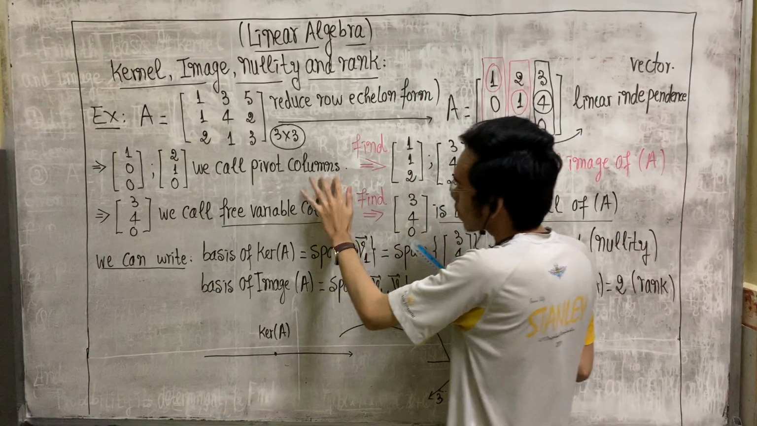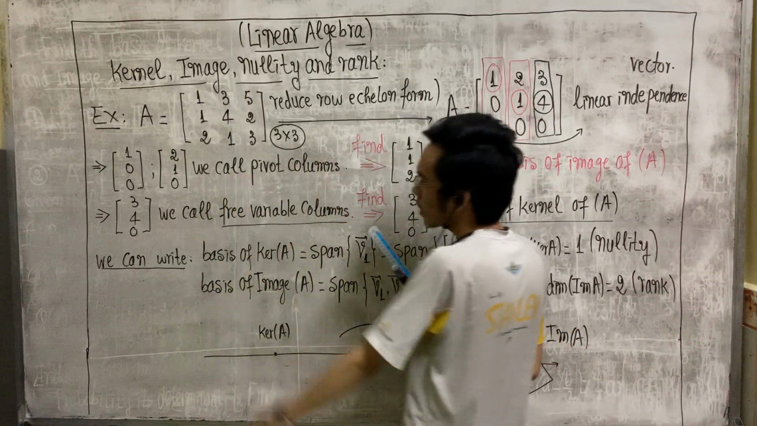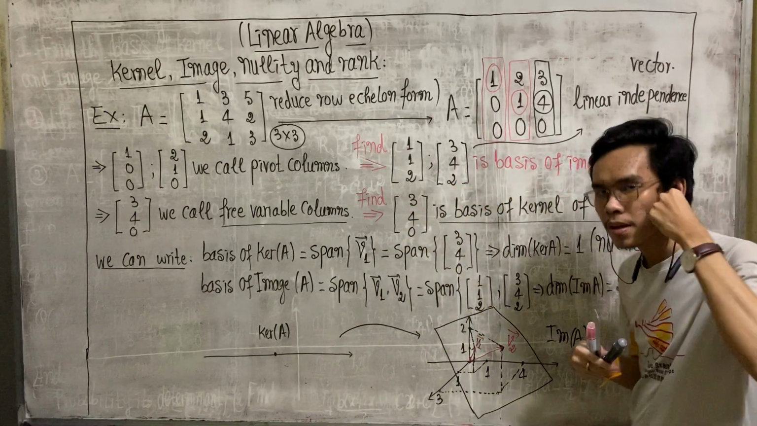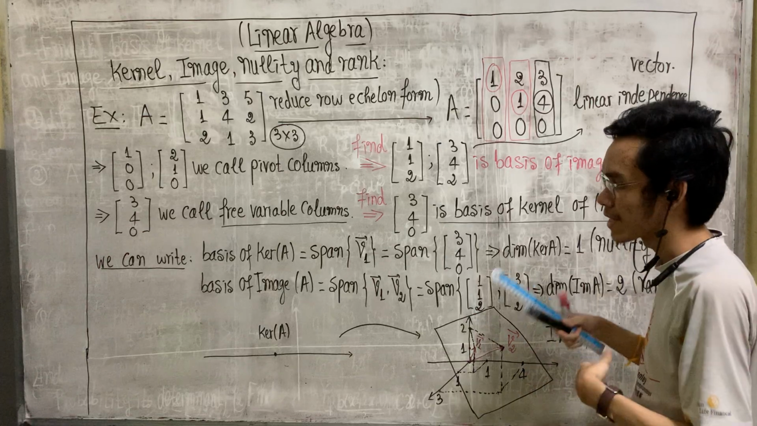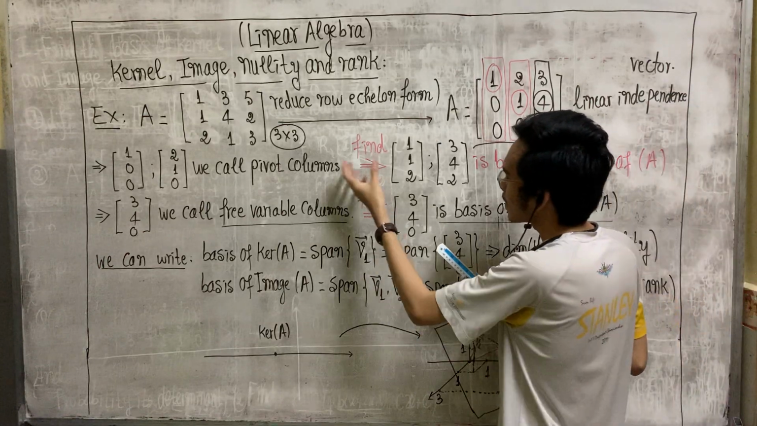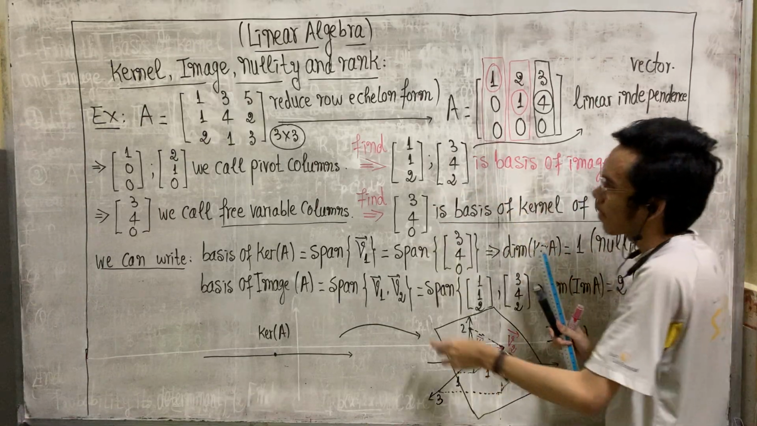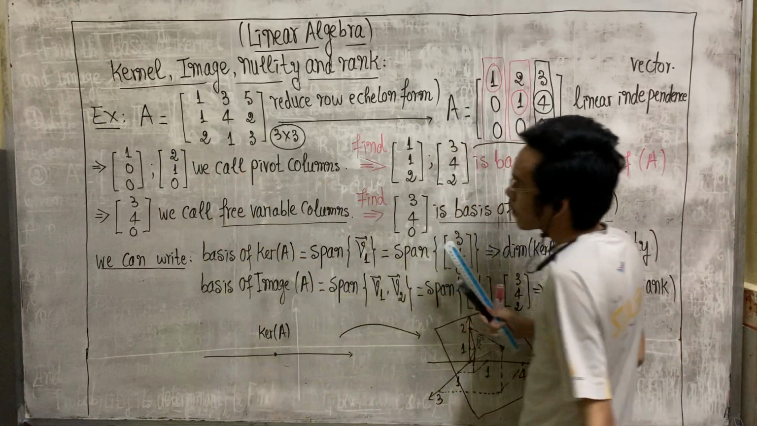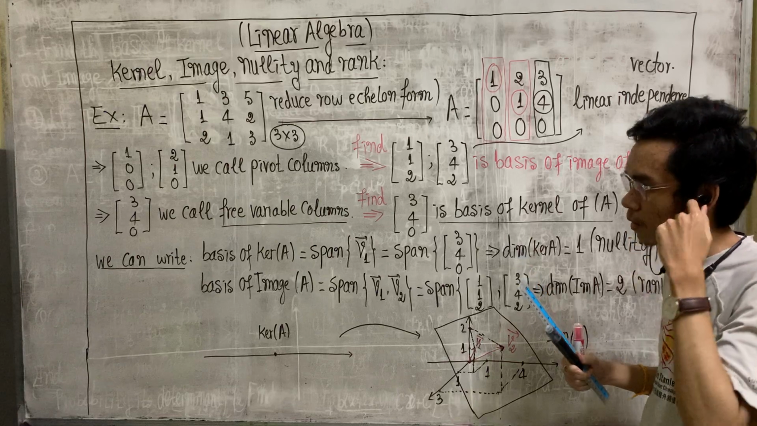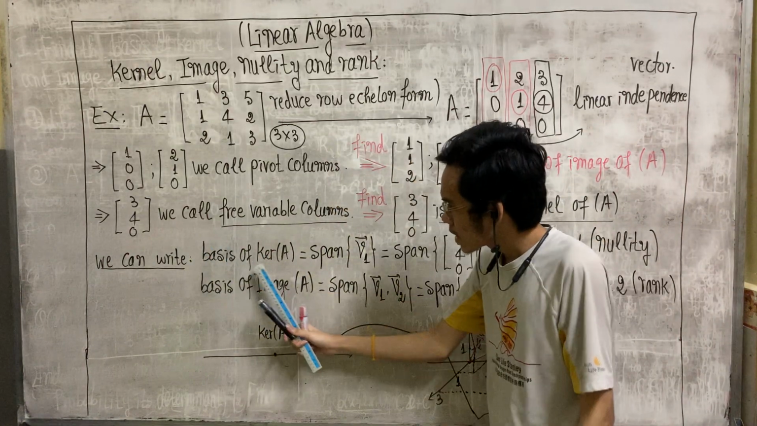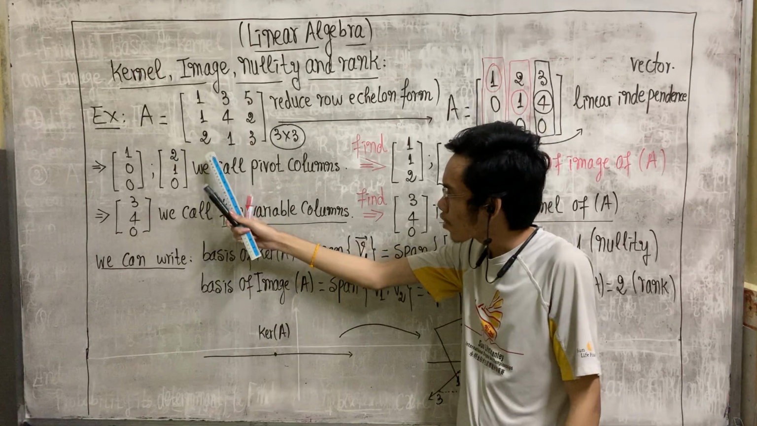And pivot column, we can find the basis of the image of the matrix A. Is that clear? Okay, so it's different. I want to show you the difference between the pivot column and the free variable column. So we can write the basis of the kernel of the matrix A.